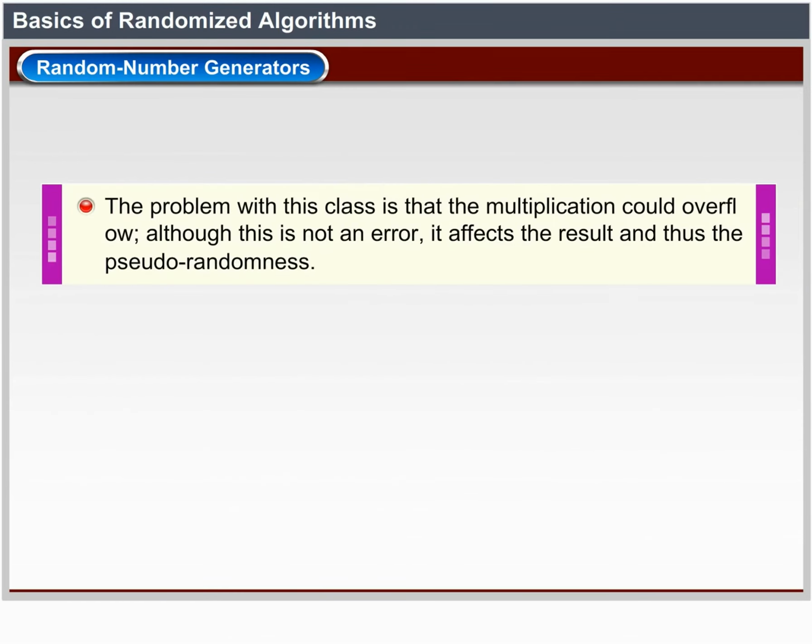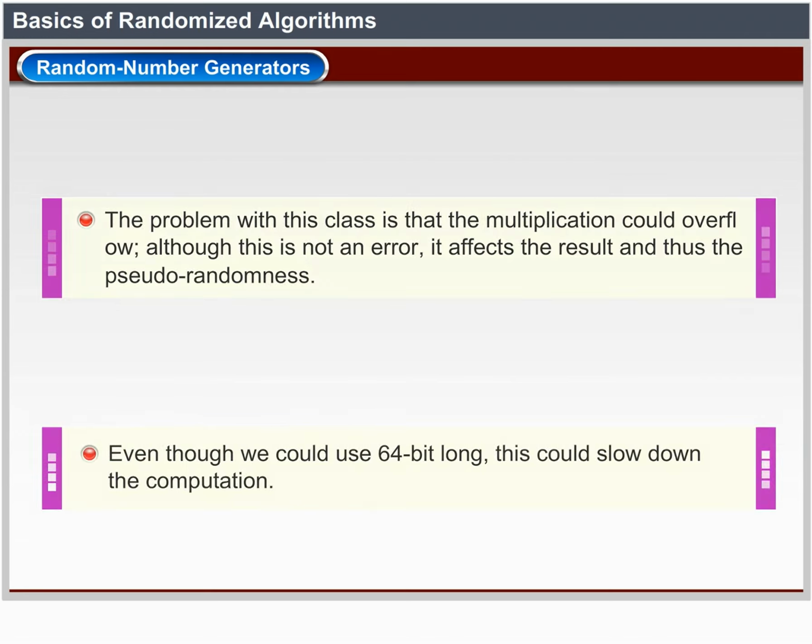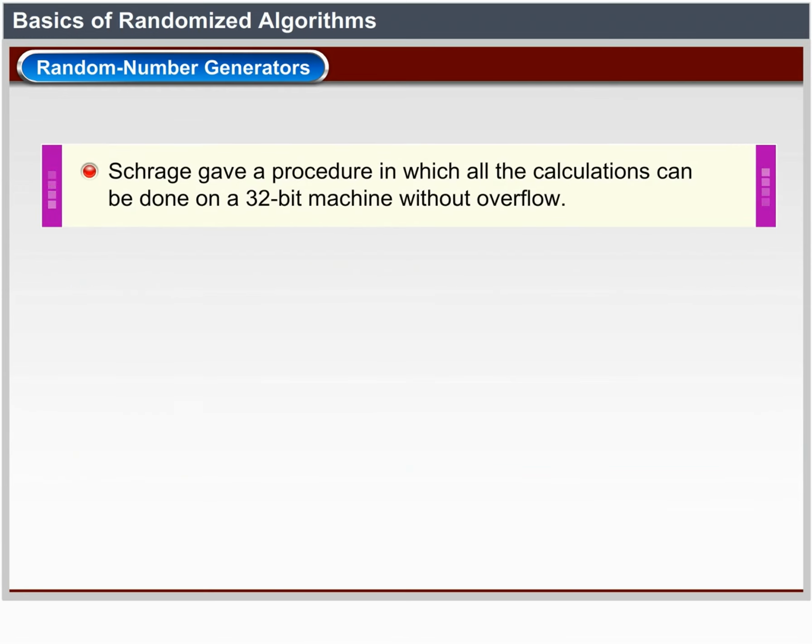The problem with this class is that the multiplication would overflow. Although this is not an error, it affects the result and thus the pseudo-randomness. Even though we could use a 64-bit long, this would slow down the computation. Schrage gave a procedure in which all the calculations can be done on a 32-bit machine without overflow.